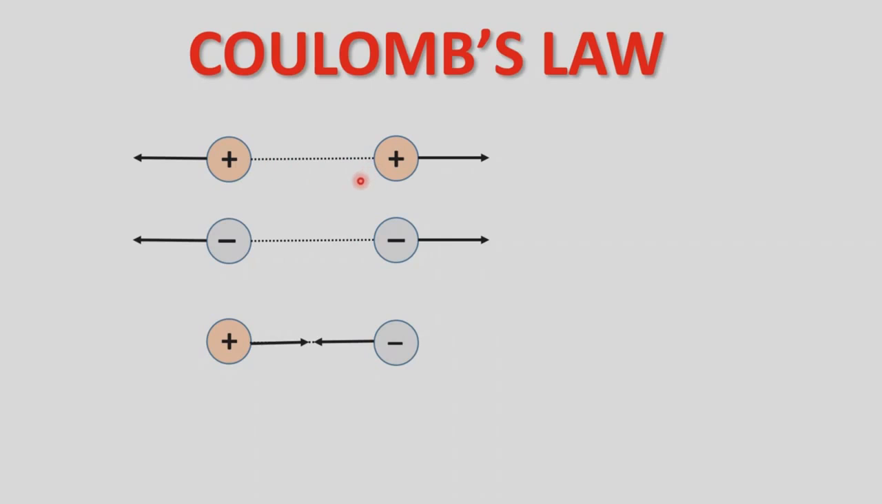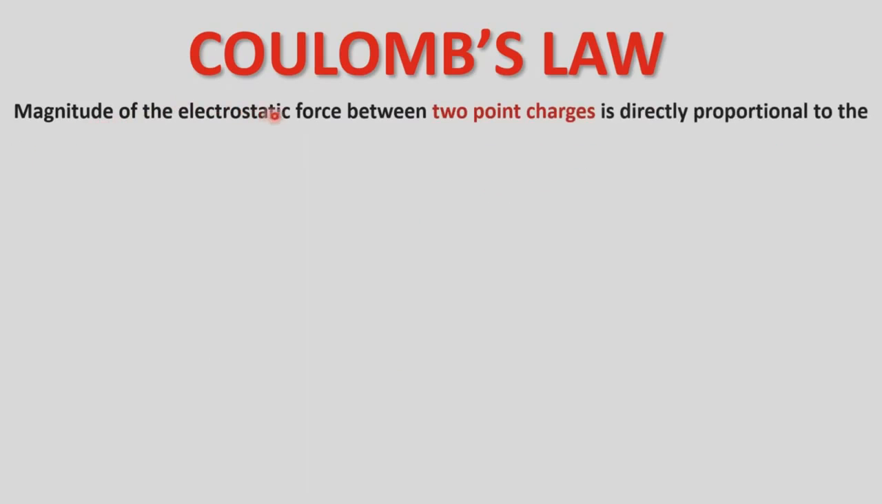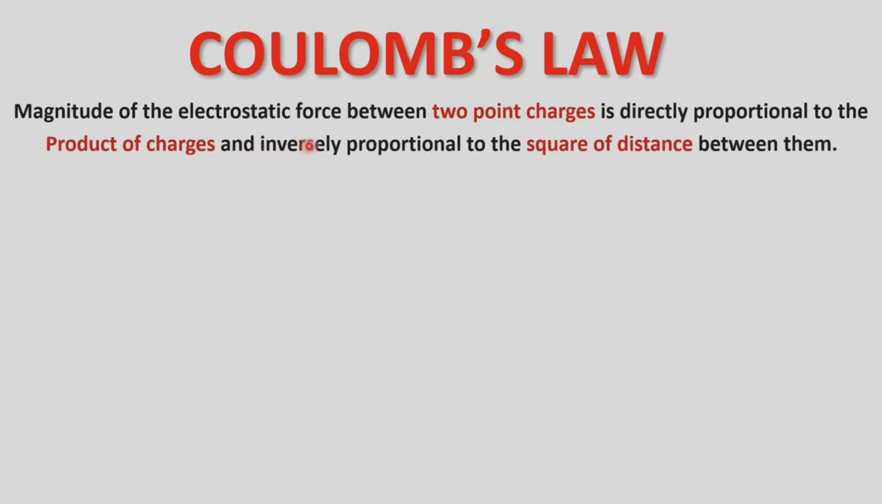The magnitude of either the repulsive force or the attractive force, F, depends on which factors? It can be determined by using Coulomb's law. By using Coulomb's law, we can determine the repulsive or attractive force, and its magnitude value. So here is the statement of Coulomb's law: the magnitude of the electrostatic repulsive force between two point charges is directly proportional to the product of charges and inversely proportional to the square of the distance between them.